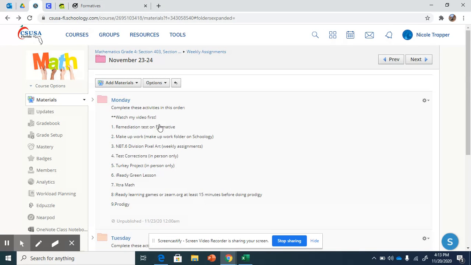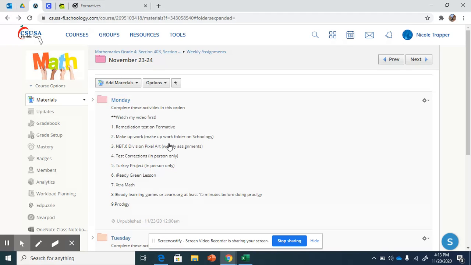The next thing in our list is makeup work on the makeup work folder on Schoology. So there's a couple of you who are still doing the ones that I posted a couple weeks ago. This is your absolute positive last chance to do any of this makeup work. So if you have makeup work, make sure it's done.